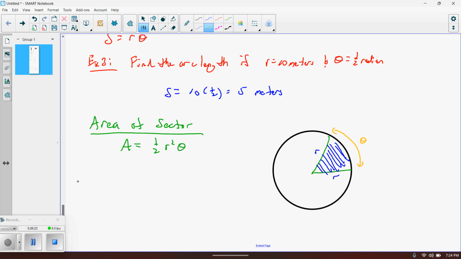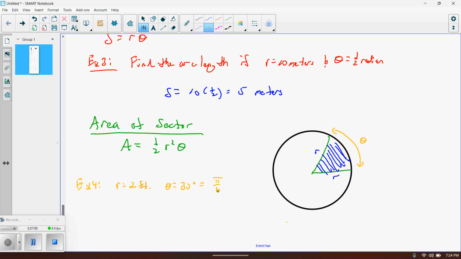Let's call this example 4. I want to find the area where the radius is 2 feet in this case, and theta is measured as 30 degrees. In order to find the area of the sector, I need the radius. Well, they gave that to me, and I need theta. However, they gave me theta in degrees. We need it to be in radians. So this is where you would use your conversion. I'm not going to walk through the conversion here, but when you do the conversion, this ends up being pi over 6. I believe we actually did that one in our example up above.